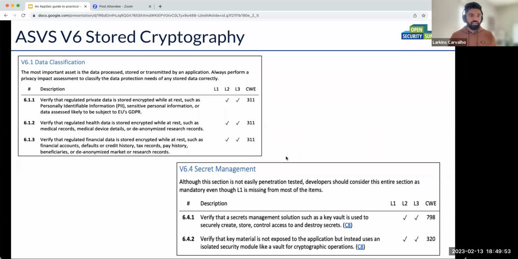And in data classification, let's take a look at 6.1.2. Verify that regulated health data is stored encrypted while at rest, such as medical records, medical device details, and de-anonymized research records. To be HIPAA compliant, you need to store and process medical records securely. You can use cryptography to store them securely encrypted. Also, there is a lot of research going on, and to do the research efficiently, you need to share data. When you start sharing data, there is always a possibility of leaking someone's personal identity. So how do you de-anonymize research results so that the identity of a user is concealed and not leaked?